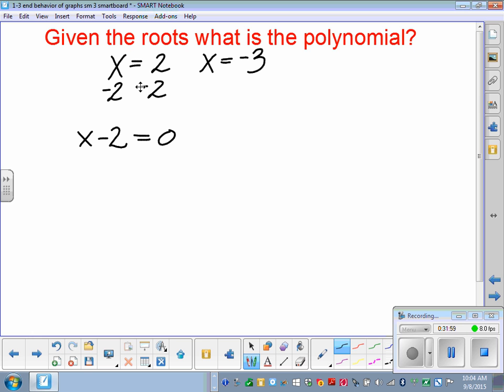Okay, let's do it over here. So what do I need to do to bring 3 over? Add 3 to both sides. So on the left, I will have x plus 3, and now on the right is equal to 0. Does everybody understand what I did there?